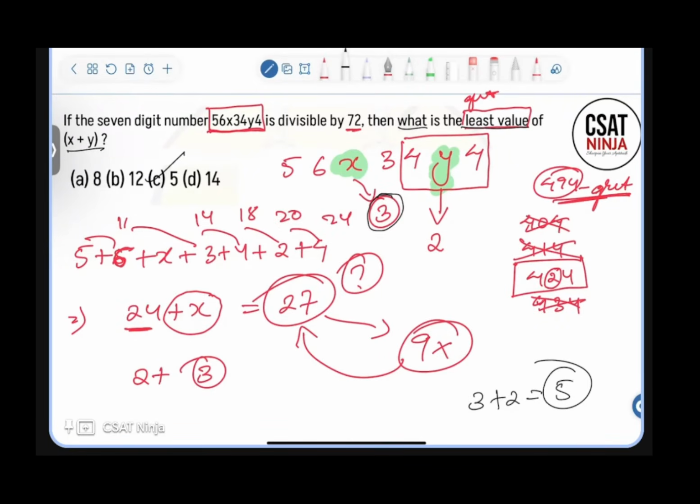Anyone? Any doubt? If you want me to repeat, you can type in repeat. I'll repeat again. If not, we can move on.